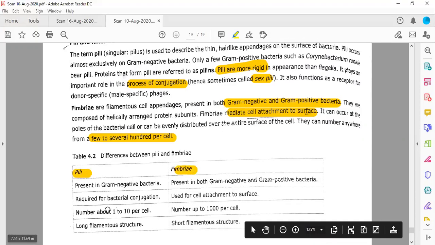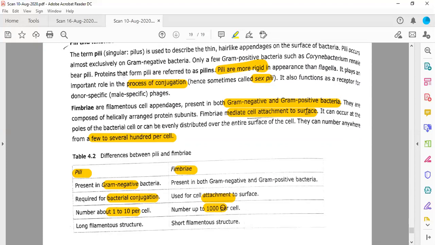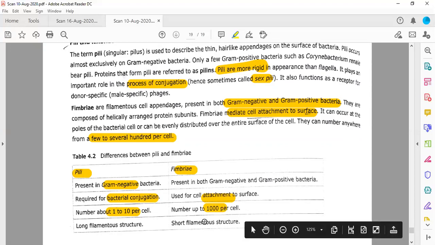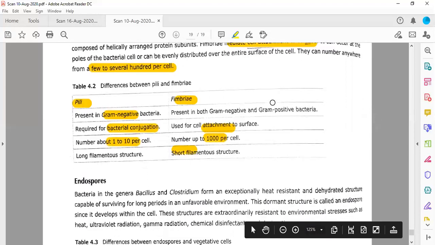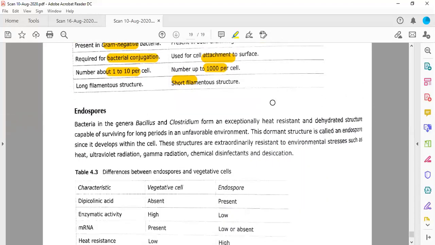Mostly their number varies. Pilus are mostly found in gram-negative bacteria, whereas fimbriae are found in both gram-positive and gram-negative bacteria, as we have discussed. Pilus are required for conjugation, but fimbriae are required for cell attachment to surfaces. The number of pilus is less, generally 1 to 10 per cell, but fimbriae are more because attachment is directly proportional to the number of fimbriae present over the bacterial cell. So their number can be up to 1,000 or so per cell, and they are short in length when compared to pilus. So there are certain differences between the pilus and fimbriae.